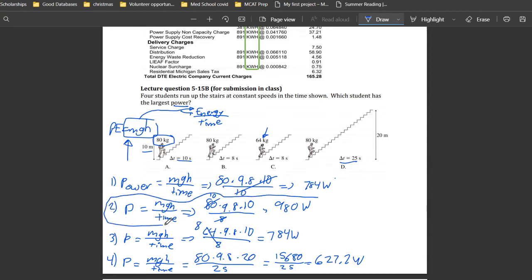And when we compare all of these scenarios, we see that case number 2 has the highest power. And we showed that through our use of the power equation. And that is why B is the answer here. So that's the last question we have for this section.